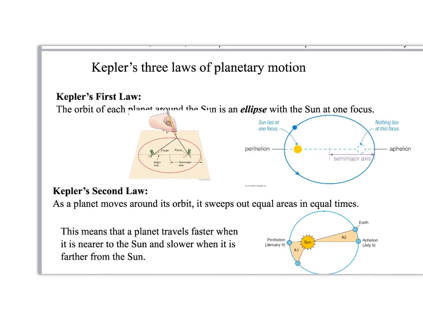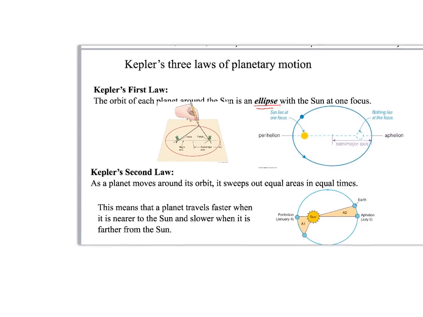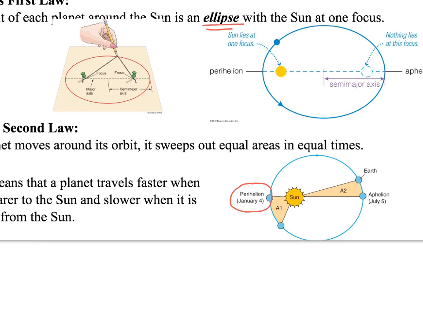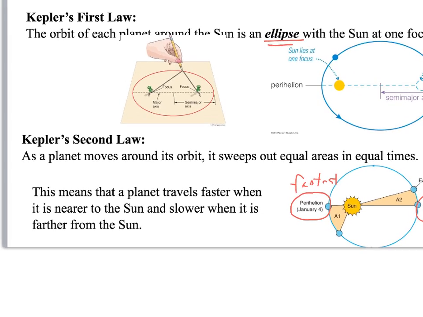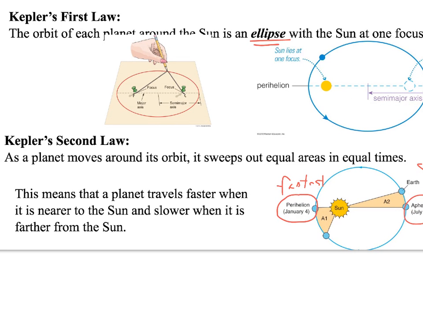So here's Kepler's 3 laws. His first law is the shape of the orbit of the planets. His second law is that near perihelion, so maybe you're going to want to know the word perihelion. Near perihelion, or when the planet is closest to the sun, it moves fastest. And when it's farthest from the sun at aphelion, it moves slowest. Now, I know that's not the title of his second law. His second law says basically the planet will sweep out equal areas.